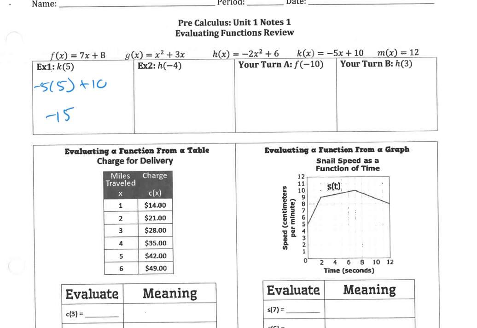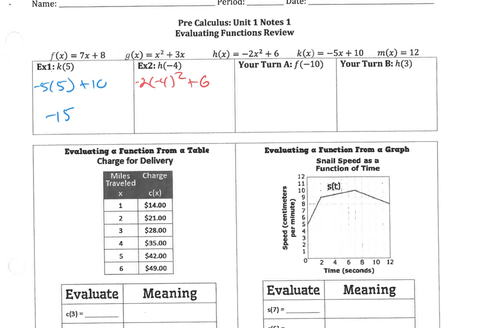Looking at our next example, we have h of negative 4. Again, we're going to look at our function h. We're going to replace our x value with that negative 4. And we're going to need to make sure we pay attention to our order of operations here. We have negative 2 times negative 4 squared plus 6.